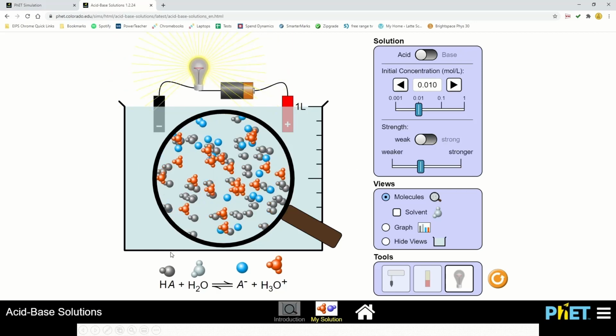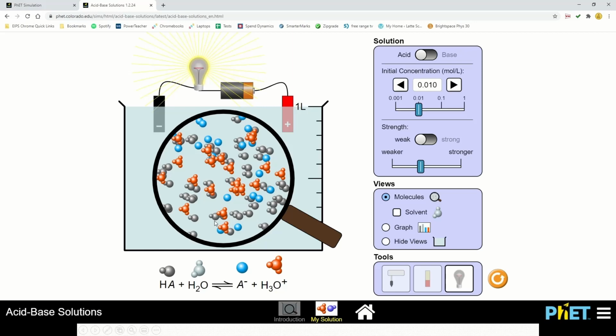All acids have this general formula. This is the acid, this is water. The hydrogen goes to the water to make H3O+, and then the A is left over. These ions make the light bulb light up. With this acid here, you can see I have the A ions, these blue ones, and I have H3O+ in here. So I have ions, but I also have a lot of these gray original acids.